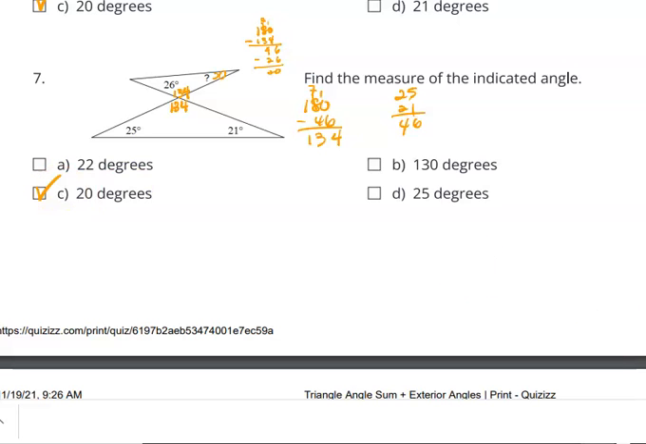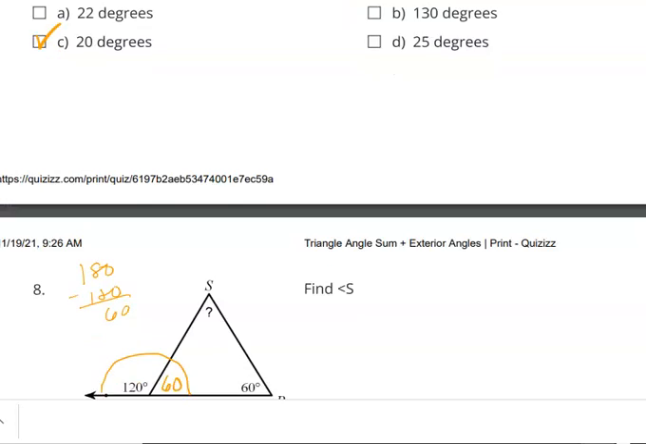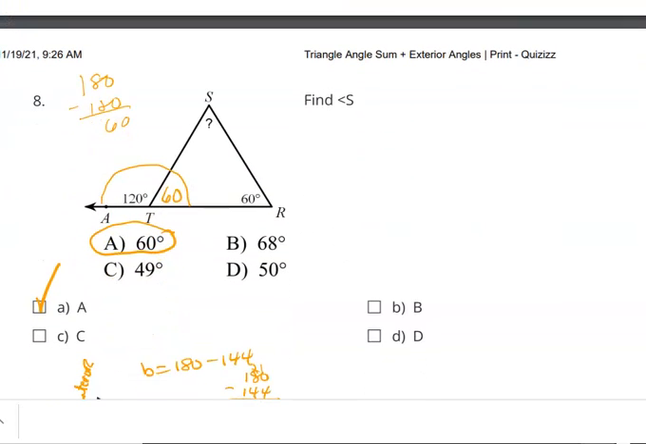Okay, moving on to number 8. Number 8, you have to find the question mark angle, which is at angle S. The key is a couple of things. This is an exterior angle. If you know this is an exterior angle, then you know it equals the sum of the remote interior angles. Here's a 60. This has to be 60 also, so that you can say 60 plus 60 is 120, and it matches this. So that's using the exterior angle equals the sum of the remote interior angles.